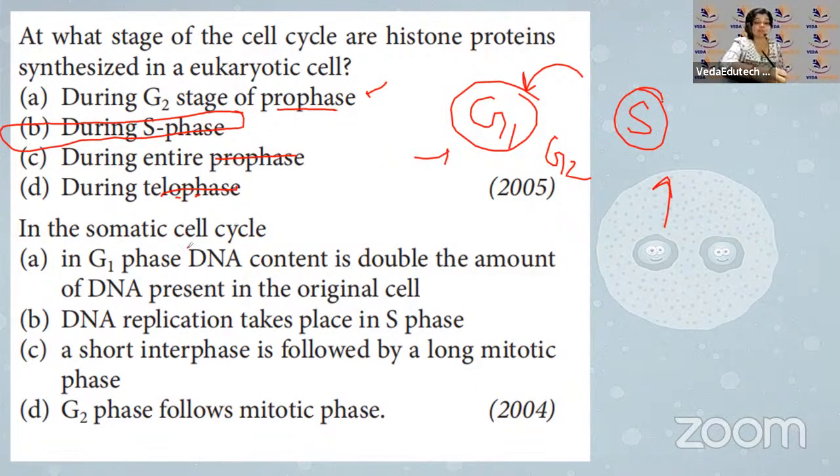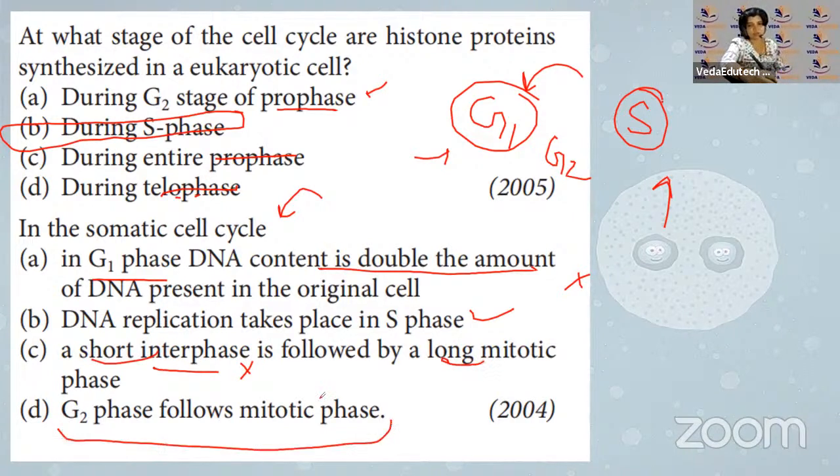Alright. Next question. In a somatic cell cycle, in G1 phase, DNA content is double the amount of DNA present in the original cell. DNA replication takes place in S phase. See, so many questions are asked on this. S phase, right? A short interphase? No, interphase is actually very long, and mitotic phase is very short. G2 phase follows mitotic phase? No, mitotic phase follows G2.